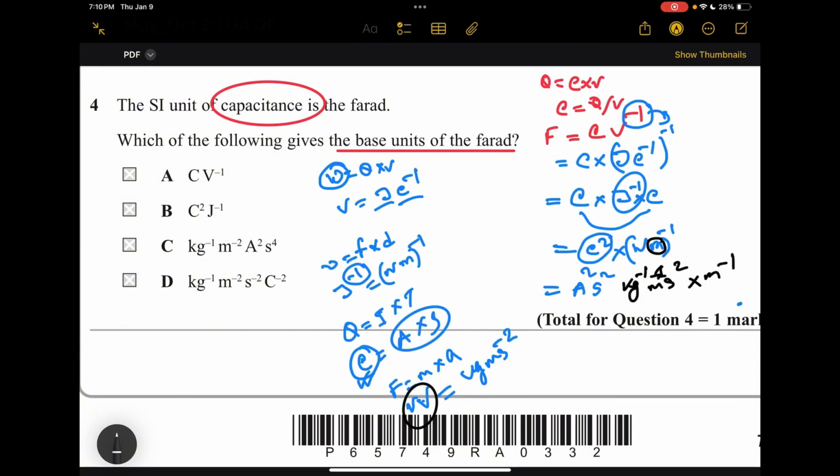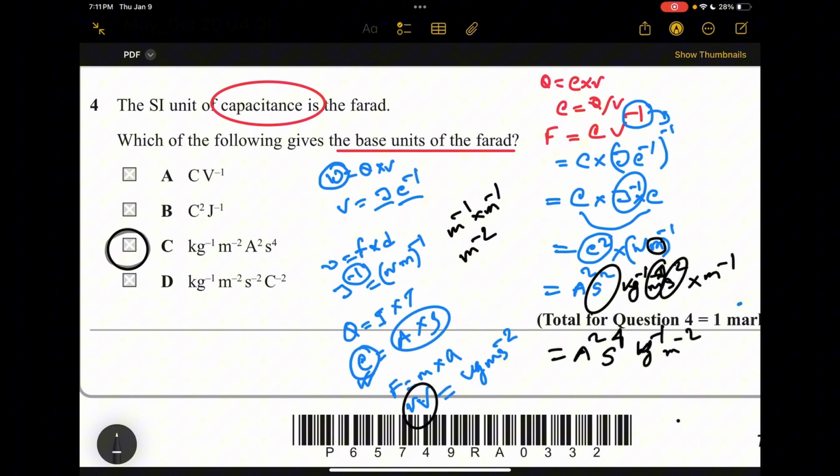So overall our answer will be, this s squared and this s squared becomes s4. So we can say it is A squared s4 kg minus 1 m minus 1 into m minus 1 becomes m minus 2. So here it is m minus 2. So yes, this is our correct answer. Our correct answer is C.